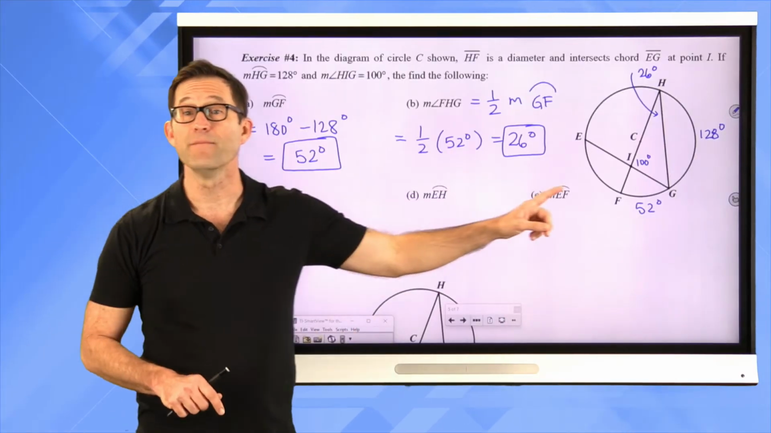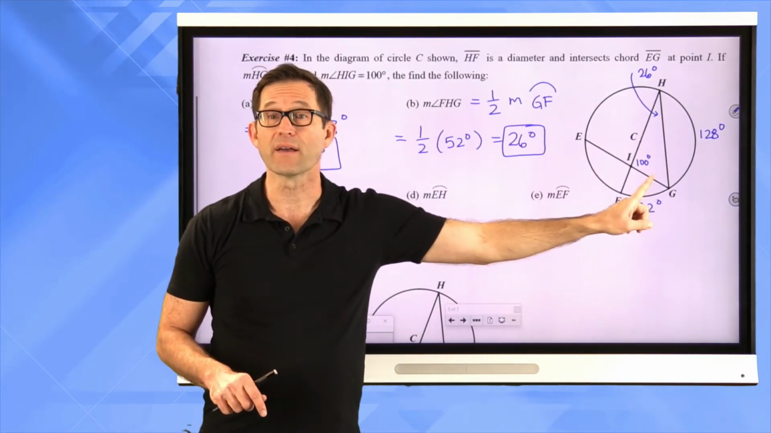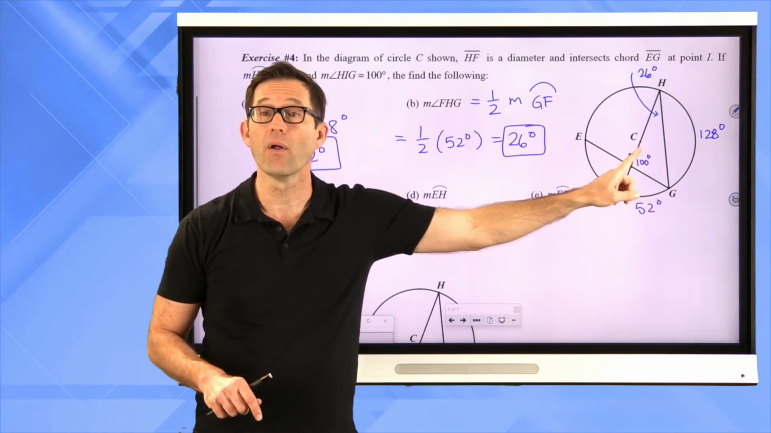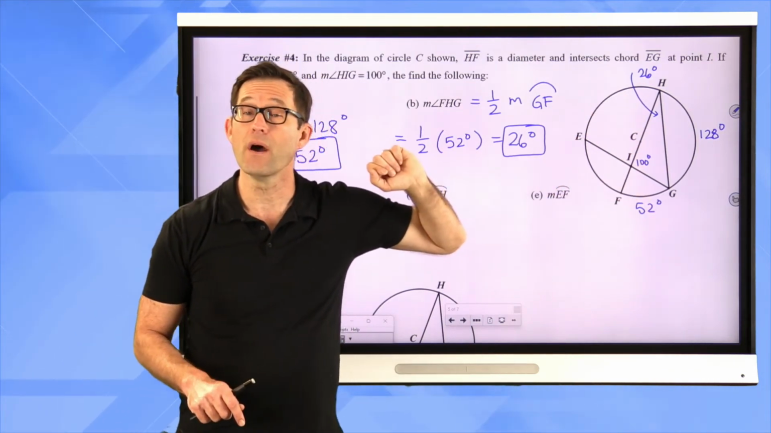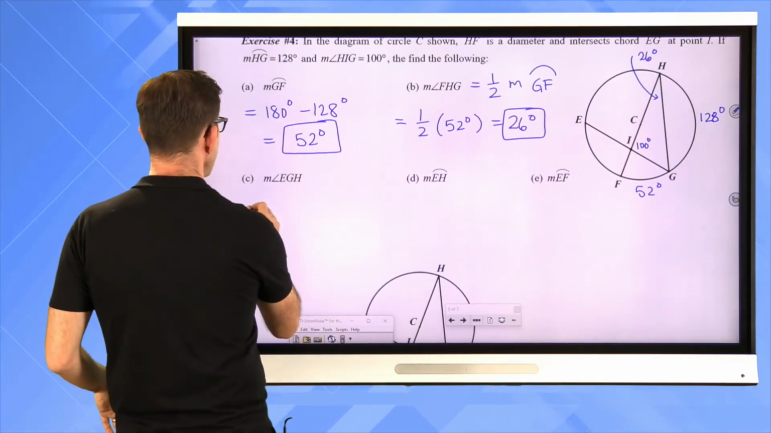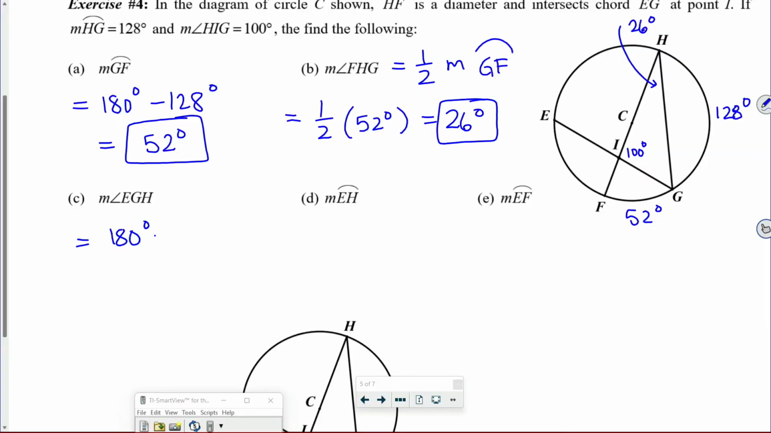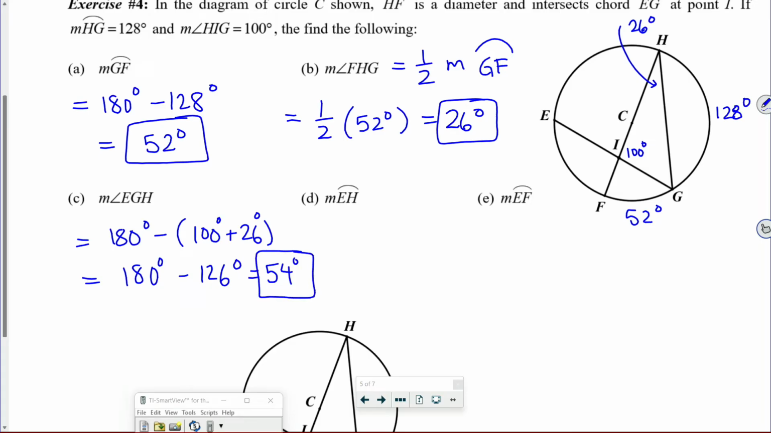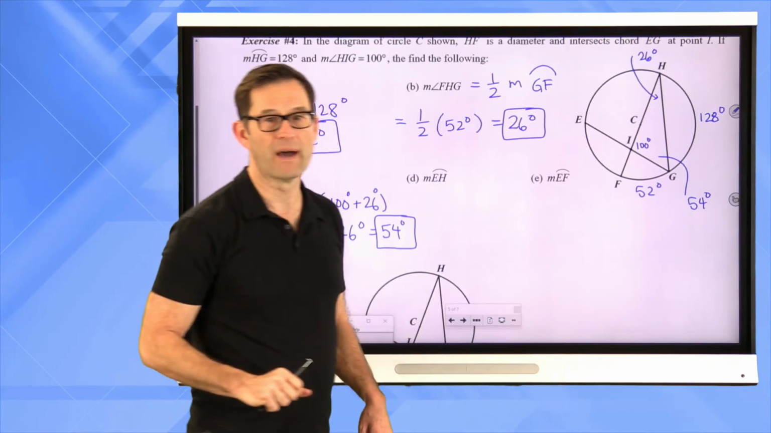Well, the cool thing is that EGH, which is this angle, is just the third angle of a triangle, 2 of the angles of which we already know, right? So I can just use the fact that the sum of the angles in a triangle is 180 to say that this is 180 degrees minus 100 plus 26, those 2 other angles. So that's 180 degrees minus 126 degrees, which is going to be 54 degrees. And again, if I figure out an angle in these problems, I'm putting it on my diagram.